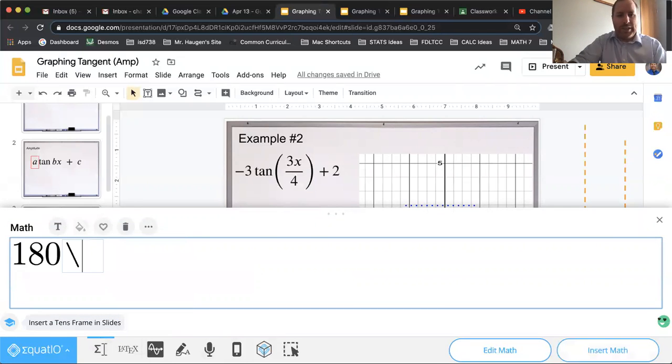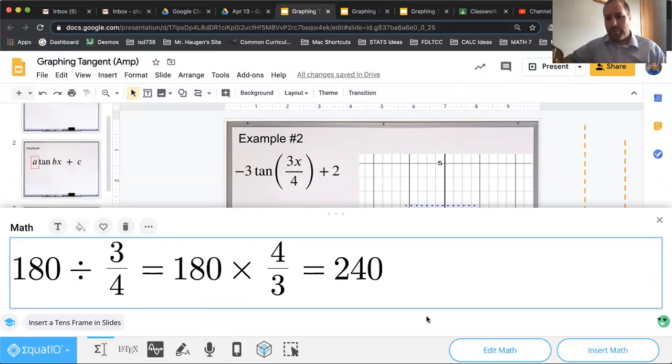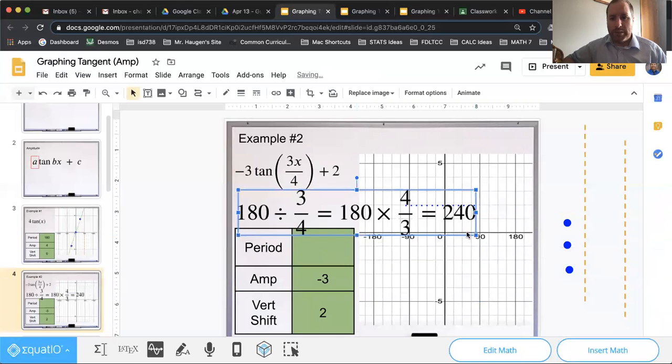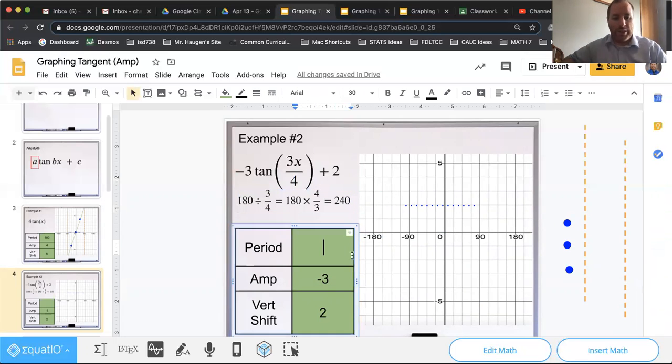But we need 180 divided by 3/4, which is the same as 180 times 4/3, right? We want to be careful when we're dividing. That's really multiplying by the reciprocal. And then I suppose that's the same as 60 times 4, which is 240, right? So my new period is 240 degrees, meaning it should go 120 to the right and 120 to the left. My period's 240 in here.